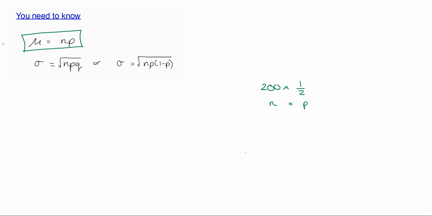What's a bit harder to remember is the standard deviation. So to get your variance, it's npq, or np(1 minus p), and then to get your standard deviation, you're going to have to square root it. So there's two things you have to remember. That's the first thing.